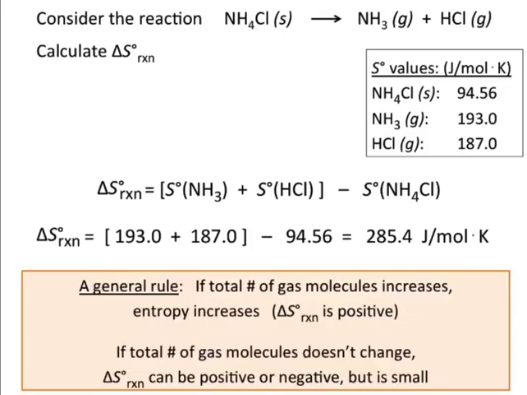So this gets us to the converse of the rule before: if you make more gas molecules, you're going to make more entropy, and so your overall change for the reaction is positive. Again, this is such a strong effect that it almost overrules anything else that might be going on. Now, if your total number of gas molecules doesn't change, then your entropy change for the reaction can be positive or negative, but it's much smaller than if you're making gas or reacting away gas.